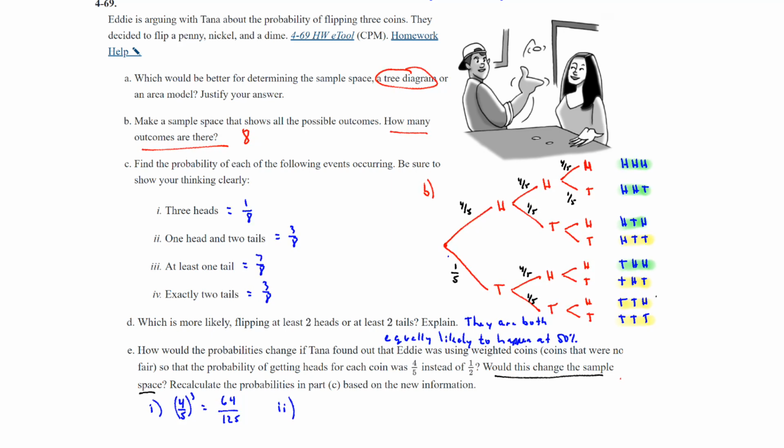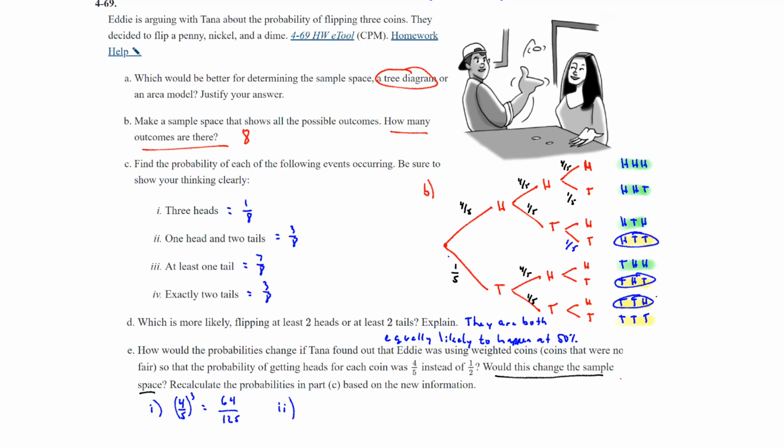Number 2, 1 head and 2 tails. Last time that was 3/8. So 1 head and 2 tails would be this one, and this one. I went back through and remarked some of these. So if we want this one, we'd have 4/5 times 1/5, and then tails would be 1/5 here. So we'd have to multiply those.